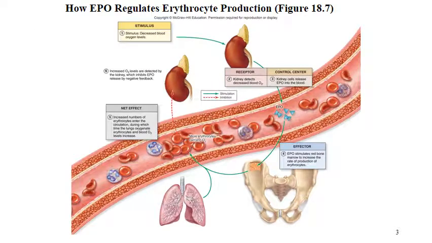All right, so this is just a visualization of how it works, that stimulus of decreased blood oxygen levels coming over here, stimulating the kidneys to go ahead and release EPO into the blood, and then we're going to have that affect our red bone marrow to begin the process of erythropoiesis, and then that's going to increase the number of erythrocytes there so that we can pick up more oxygen.